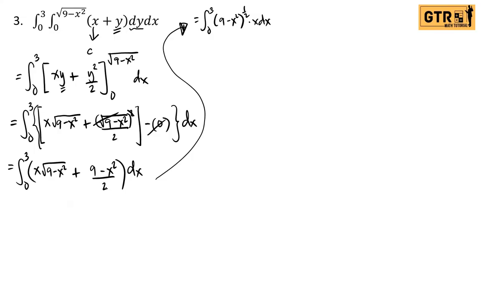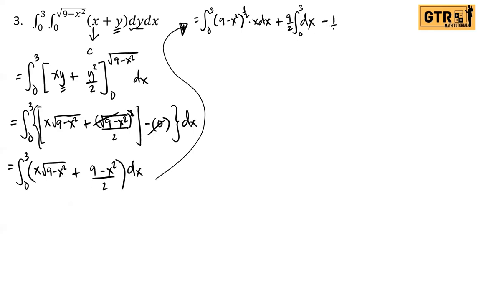And then for this one, we distribute the dx and 2. So we have plus 9 over 2. So that is a constant, 9 over 2. Integral from 0 to 3. And then we have dx. And then the last term, minus x squared dx over 2.